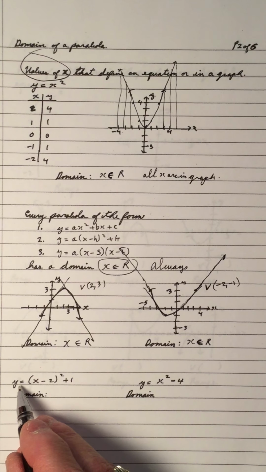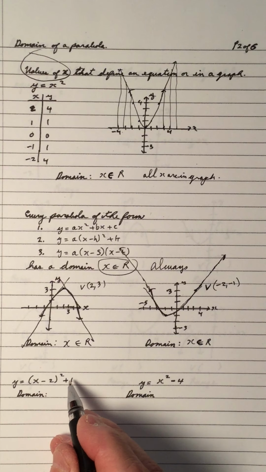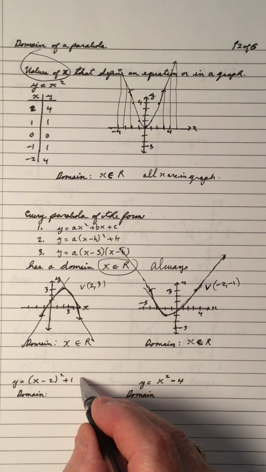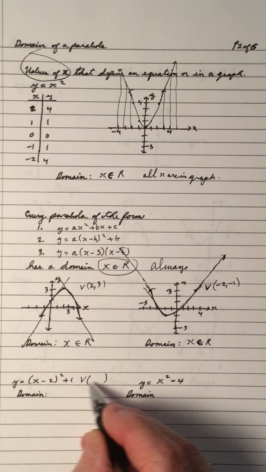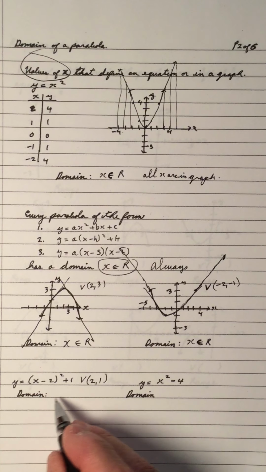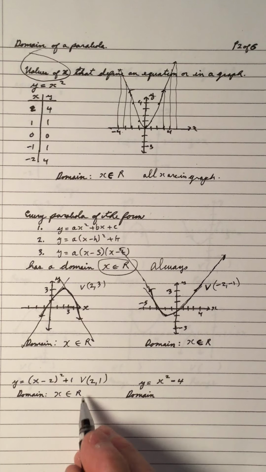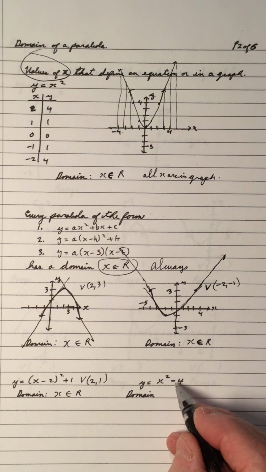And again, y = (x - 2)² + 1 is the vertex form of a parabola. The vertex of this parabola is the opposite of this one, which is 2, and gives me a 1. So the domain of this parabola is x ∈ ℝ. Domain is real numbers.